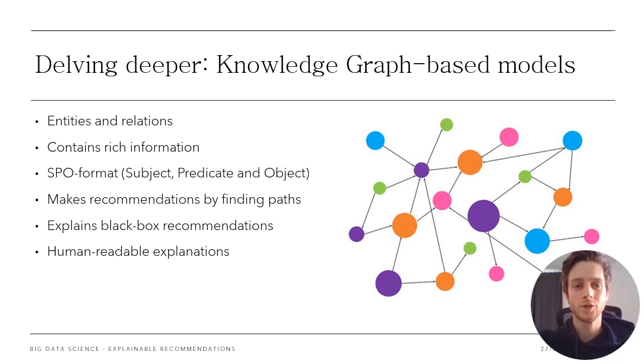First are the knowledge graph-based models. Knowledge graphs contain rich information on entities and relations. It is structured in an SPO format, that is subject, predicate, and object. Many typical search engines will use a similar system. Here recommendations are based on pathfinding algorithms on this graph. Because the backbone is a graph, it is automatically visually clear where the recommendations come from, so it's human readable.